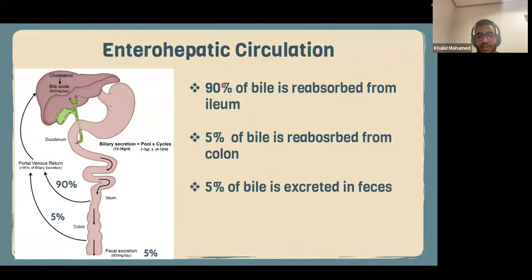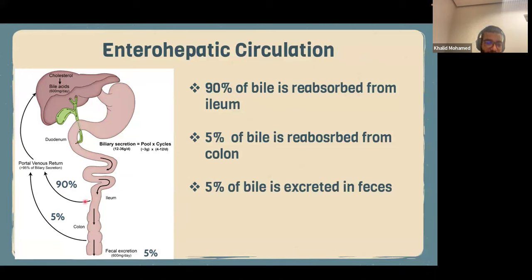Now, in the enterohepatic circulation, as we said, 90% of the bile is absorbed from the ileum. Okay, 5% of the bile is reabsorbed from the colon, and 5% is excreted, and therefore we synthesize 5%. Okay, because we need to bring back this 5% that was excreted.